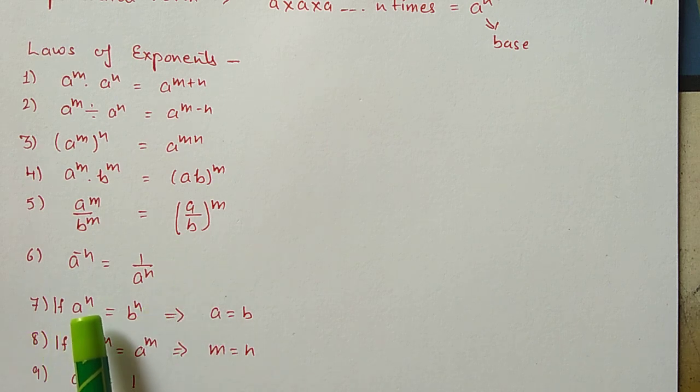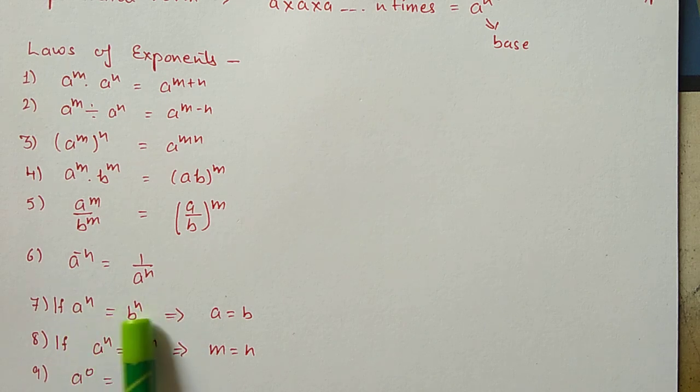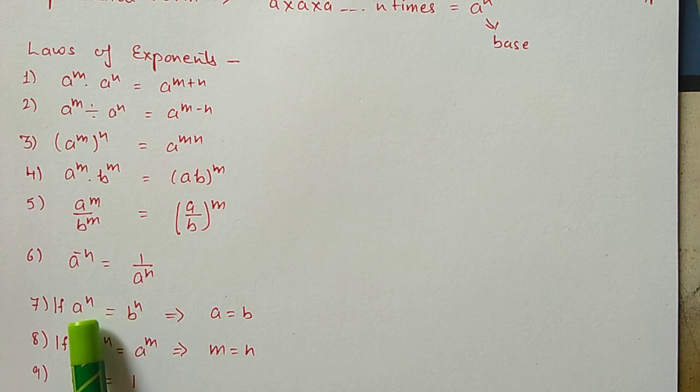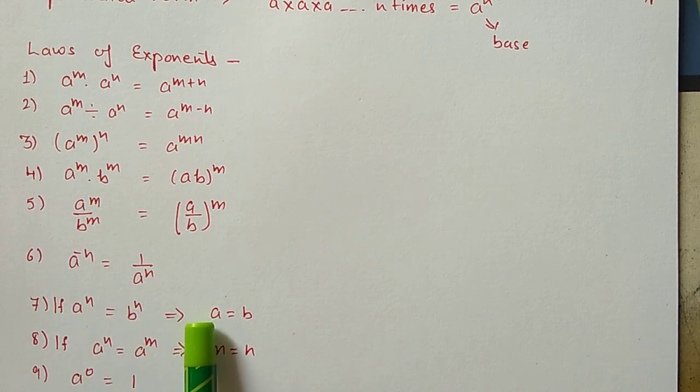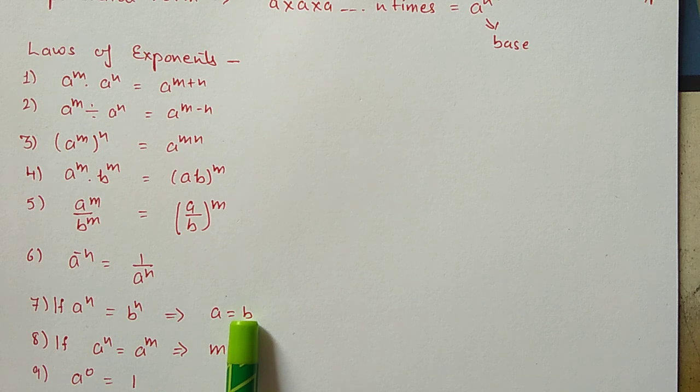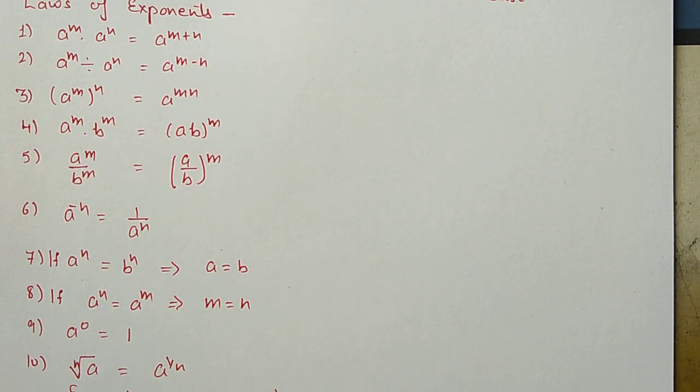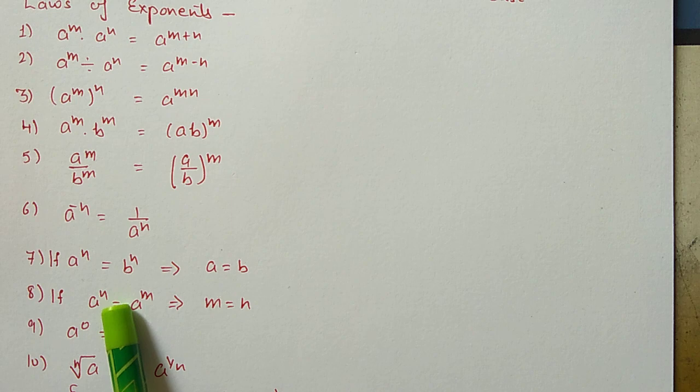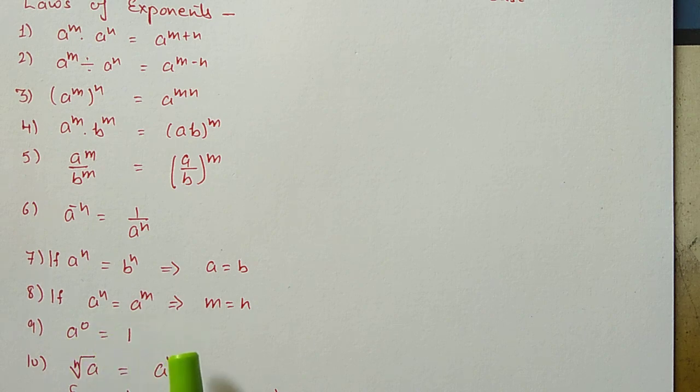Seventh rule, if a to the power n is equal to b to the power n, here base is different but power is same and in between the equal to symbol is there. In this case the base also will be same. We can write a is equal to b. Eighth rule we have, if a to the power n is equal to a to the power m, means base is same but power is different and in between the equal to symbol is there. It means these two powers also will be same. Ninth rule, anything to the power 0 is equal to 1.